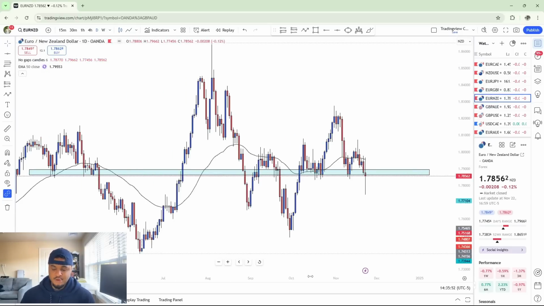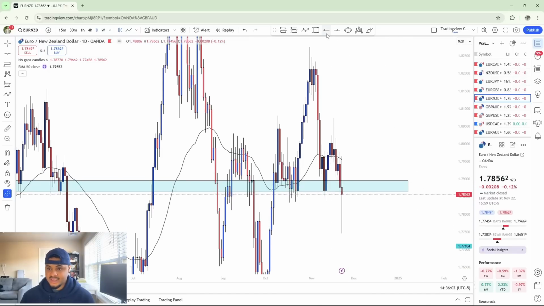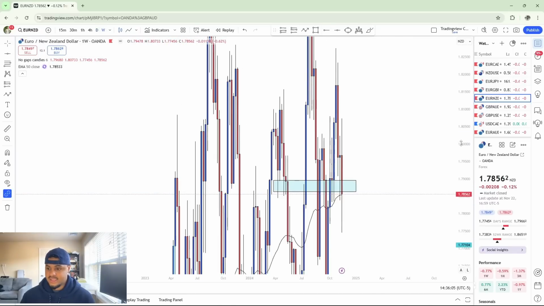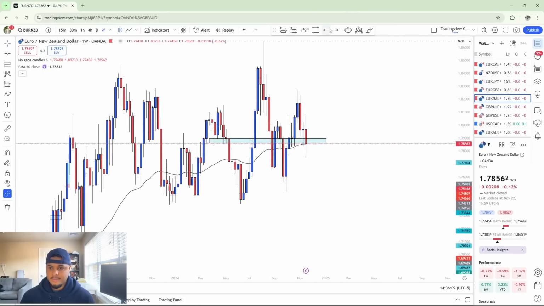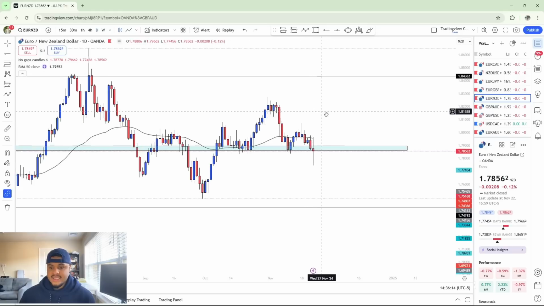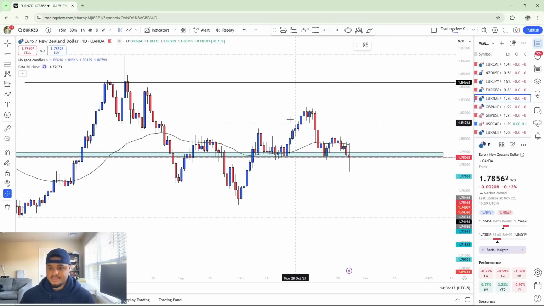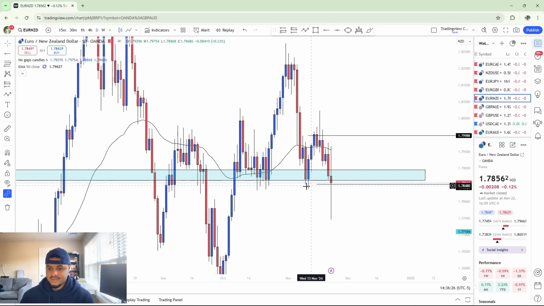Euro NZD. This broke my heart, because as soon as I seen this is what I saw. Well, one, before I even show y'all that, we are bearish on Euro NZD on the daily. The weekly we're bullish. Still in the zone. Daily we are bearish because it closed under here.